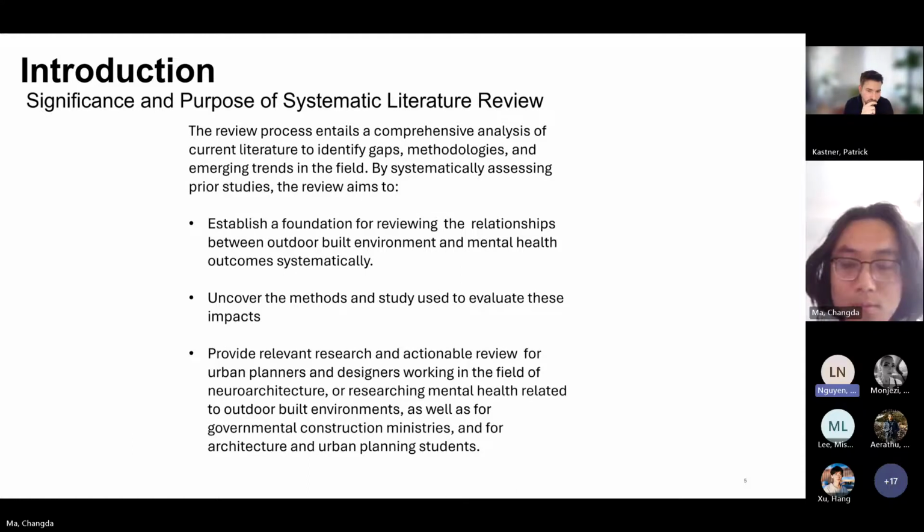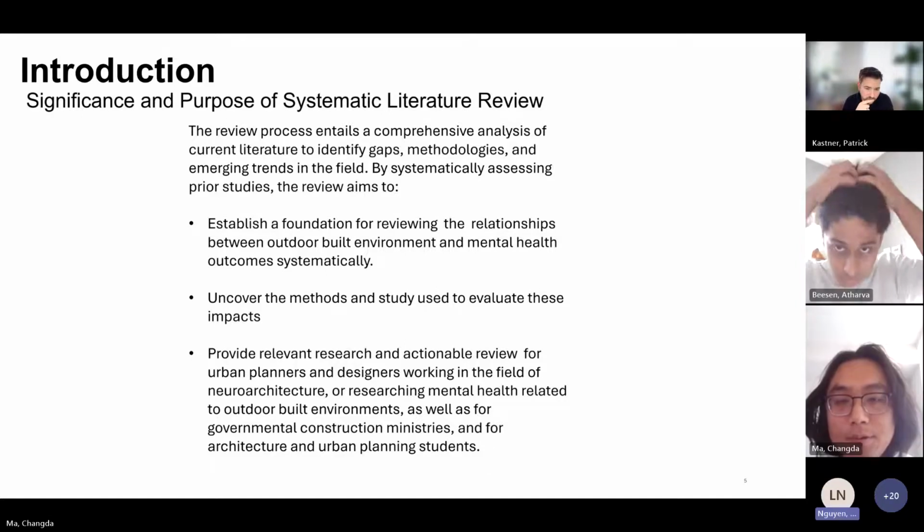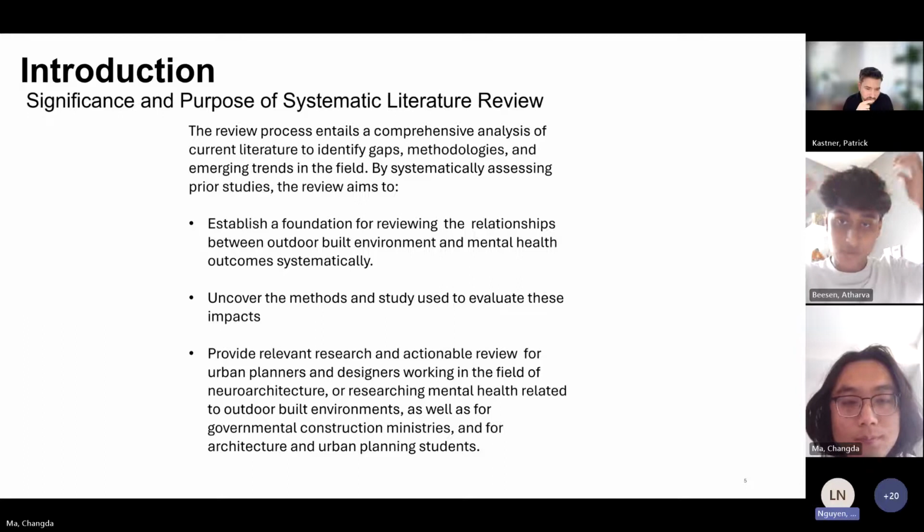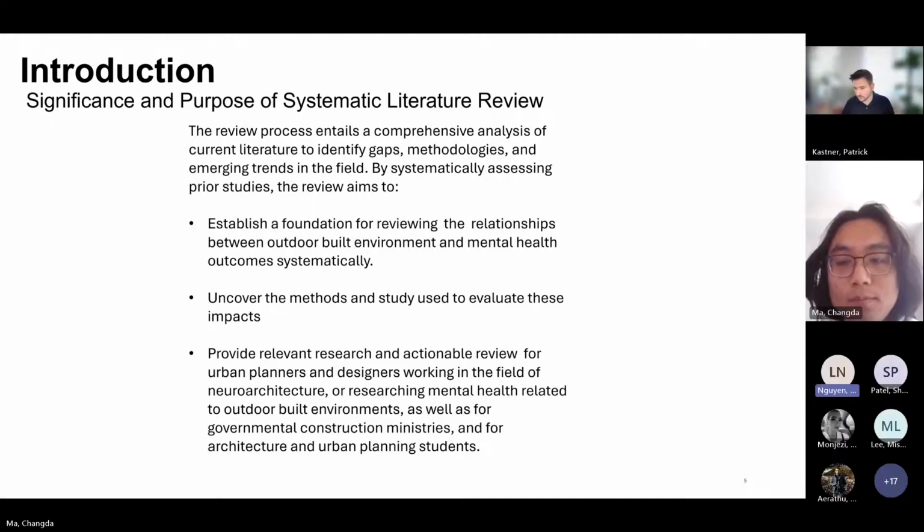It focuses mostly on three key objectives: explore the relationship between the outdoor environment and mental health outcomes, highlight methods used to evaluate these impacts, like neuroimaging and behavioral analysis, and provide actionable insight for urban planners, architects, policymakers, and students in neuroarchitecture. The purpose is to identify these gaps and trends. We also hope to inspire designs that promote healthier and more resilient communities.